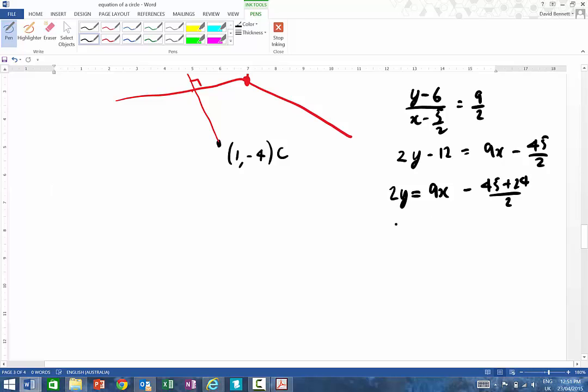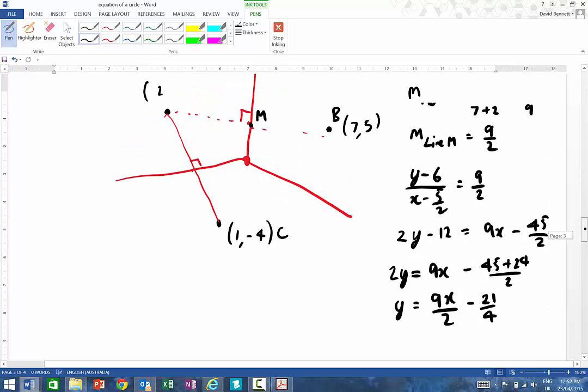And so therefore my answer is going to be y is equal to 9x on 2. And that will be 45 minus 45 plus 24 is going to give me 21. And that's going to be on 4. So it's going to be minus 21 on 4 is the equation, the first line.